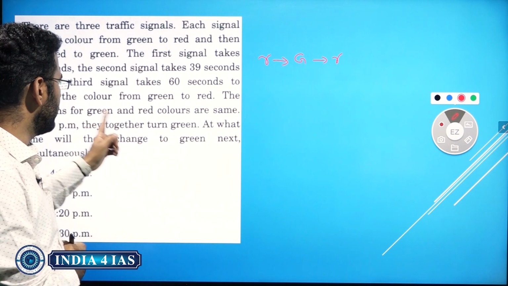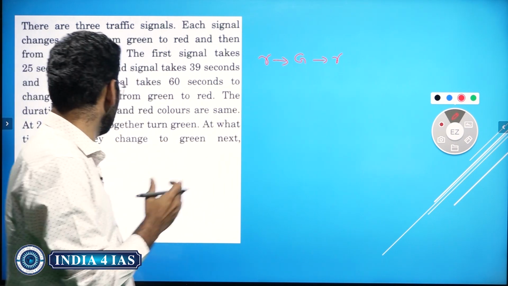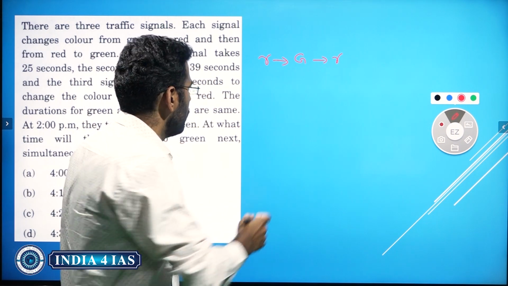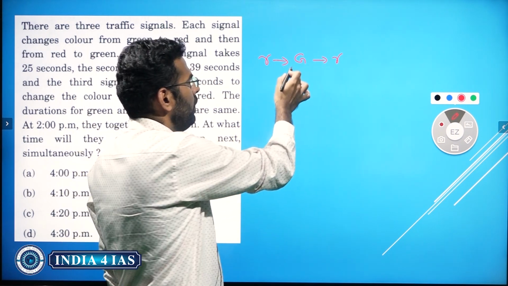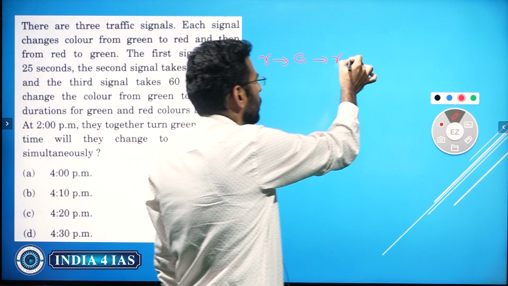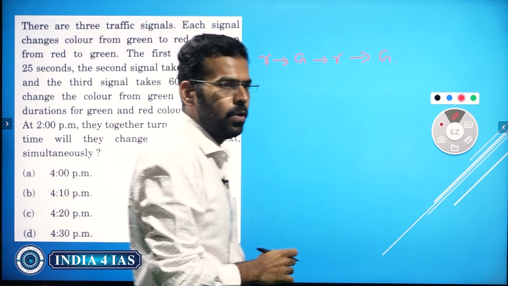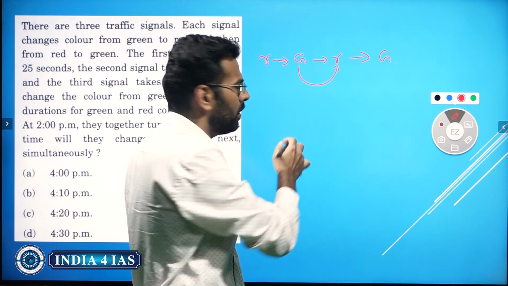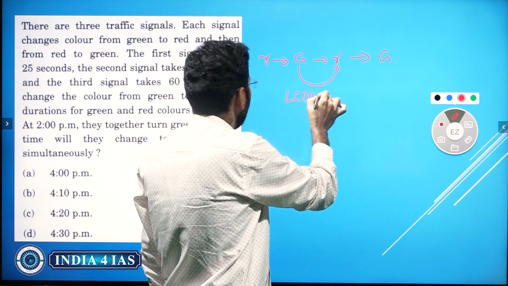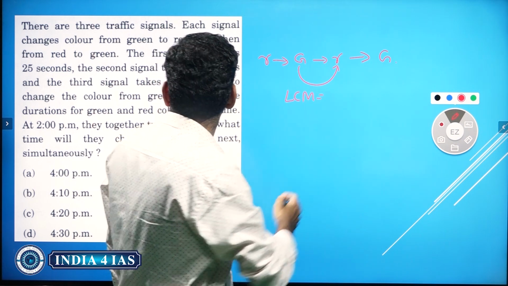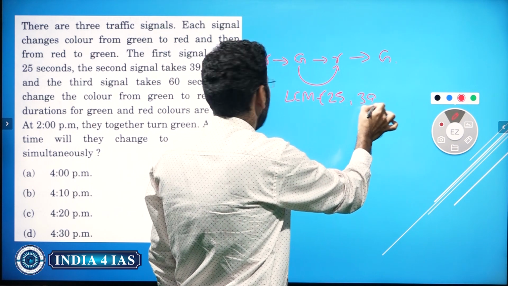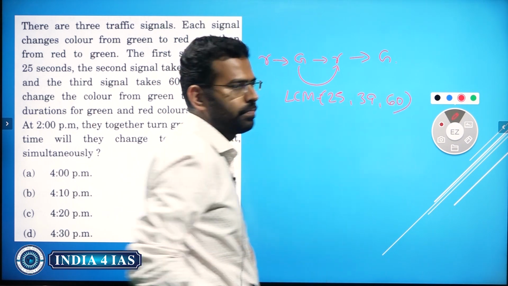Then at 2 p.m. they all turn green together. At what time will they change to green next? So obviously red to green, green to red, again red to green. This is what he is saying. To turn from green to red, how much time will it take? It will be the LCM of all these seconds: the LCM of 25, 39 and 60 seconds.